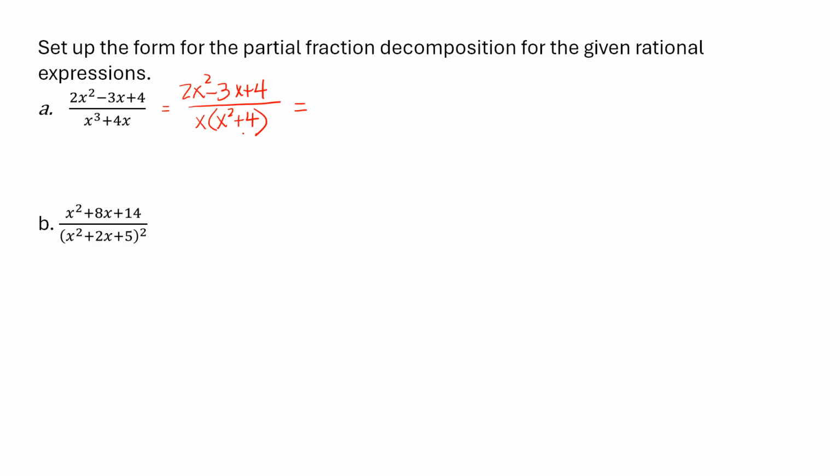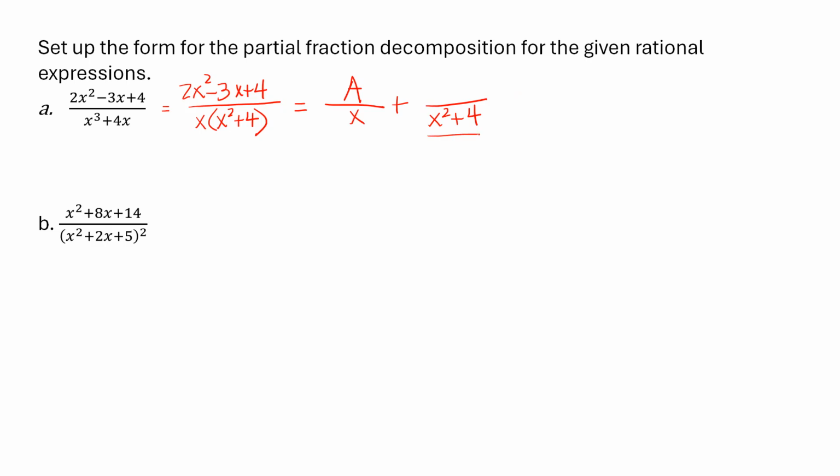Okay, so in the denominator, we just have 2 factors. You can't factor x squared plus 4. So we have 2 factors in the denominator, so we'll have 2 fractions. One will have the denominator x, and one will have the denominator x squared plus 4. All right, so x is linear. It's just raised to the first power, so the constant will be in the numerator.